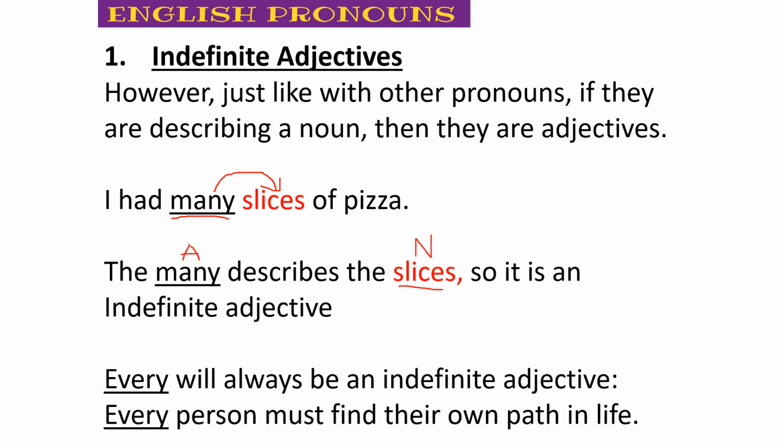There are some of them that will always be indefinite adjectives, something like every. Every person must find their own path in life. That will always be an indefinite adjective. I can't say I have every. It just doesn't work. It's the same with indefinite pronouns. Something like everyone can never be an adjective. I can't say everyone chicken. It just doesn't work. So that one will always be an indefinite pronoun.